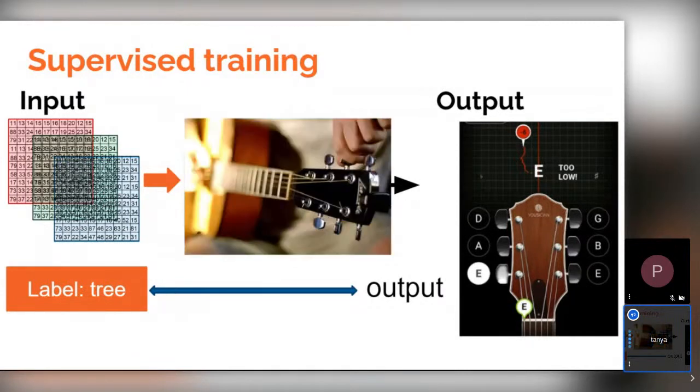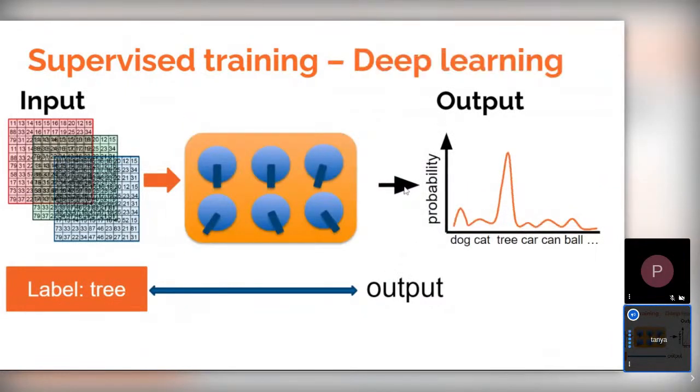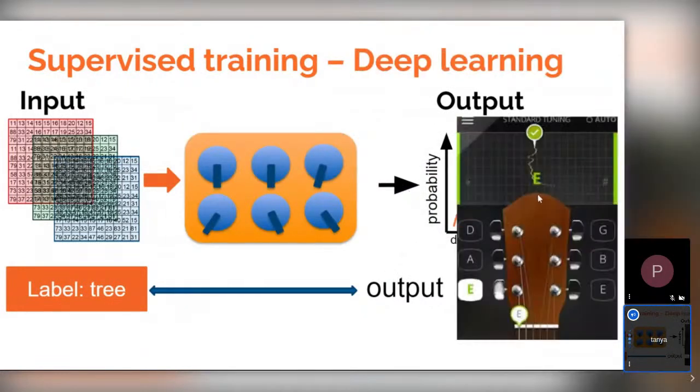So you pull the string a bit, like you change parameters in your neural network in the way to minimize this mismatch. And you check again, and you tune again, and you tune again, and you tune again, until your guitar is tuned. So this is a basic understanding of how it works.